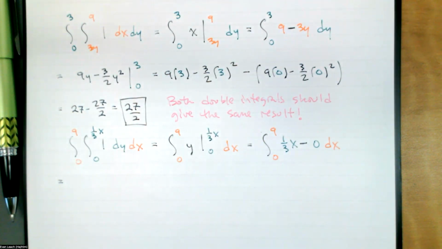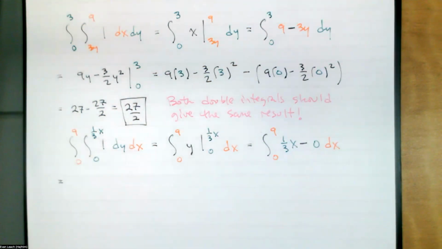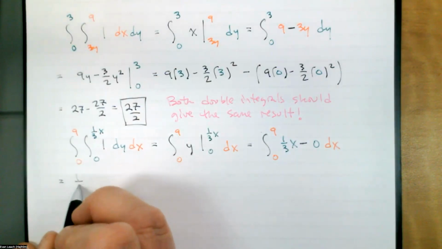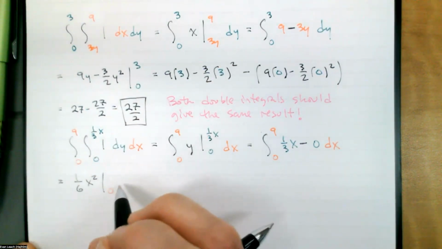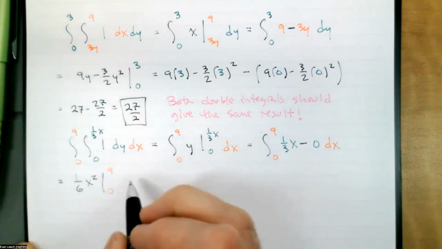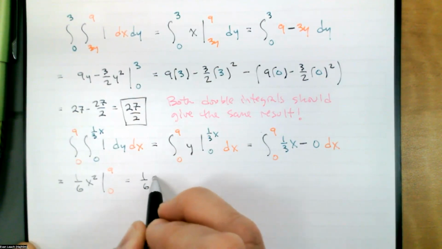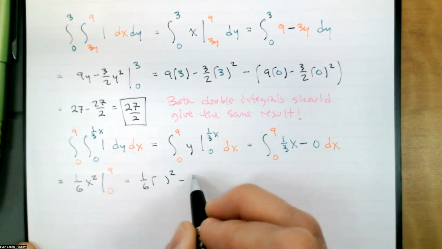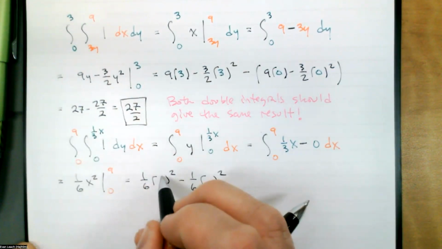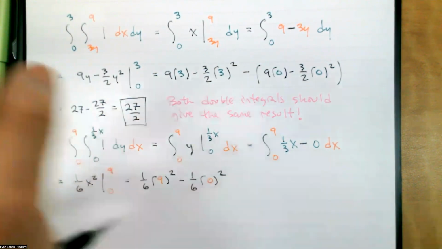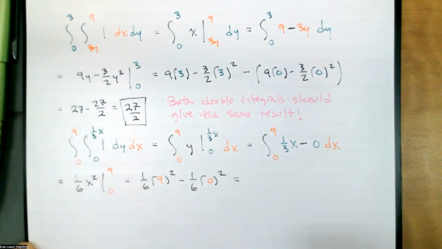So in this case, we integrate the 1/3 x and we get 1/6 x squared, evaluated from 0 to 9. So here you get 81/6, otherwise known as 27/2.